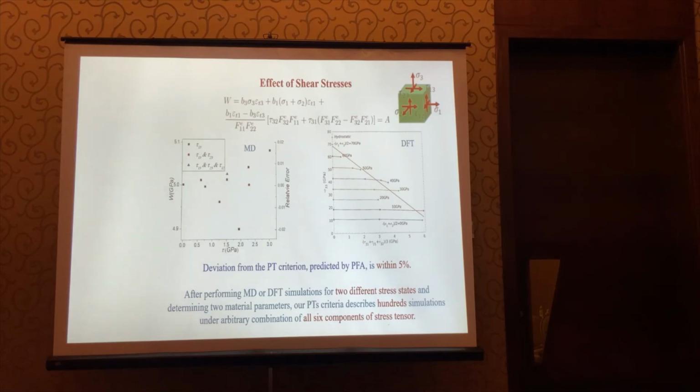So now we have an analytical expression. This is for the silicon 1 to silicon 2 phase transition, or phase transition criteria under all 6 components of the stress tensor. And this is well beyond what was done in the literature, mostly for 2 components, with very few cases of 3 components.